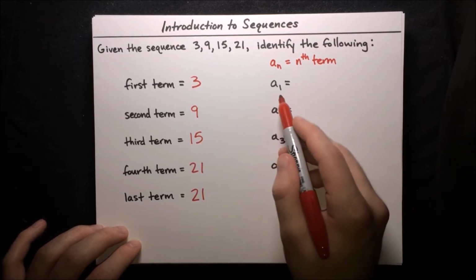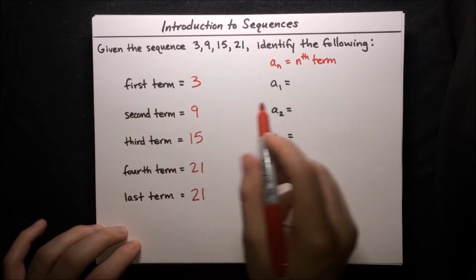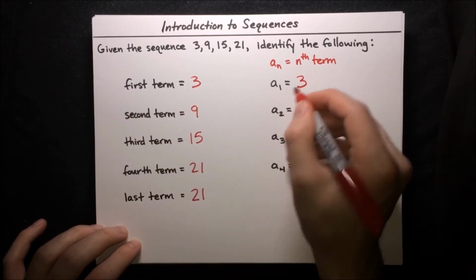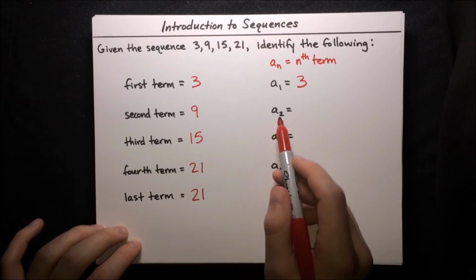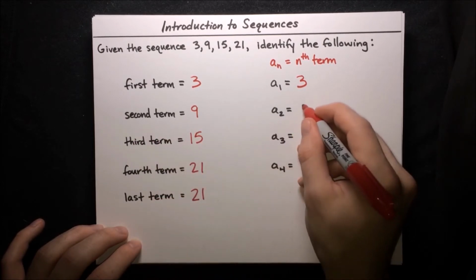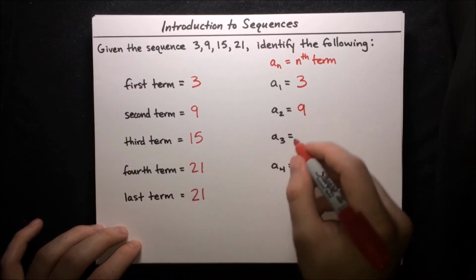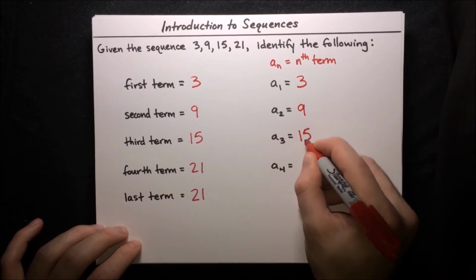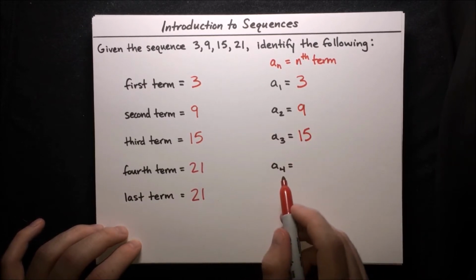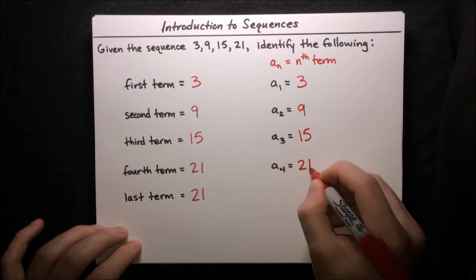So A1 is just the first term, and we know that the first term is 3. So A1 is equal to 3. A2 is the second term of the sequence. We know that the second term is 9. So A2 equals 9. A3, third term, we know that's 15. So A3 equals 15. And A4 is the fourth term, which we know is 21. So A4 equals 21.